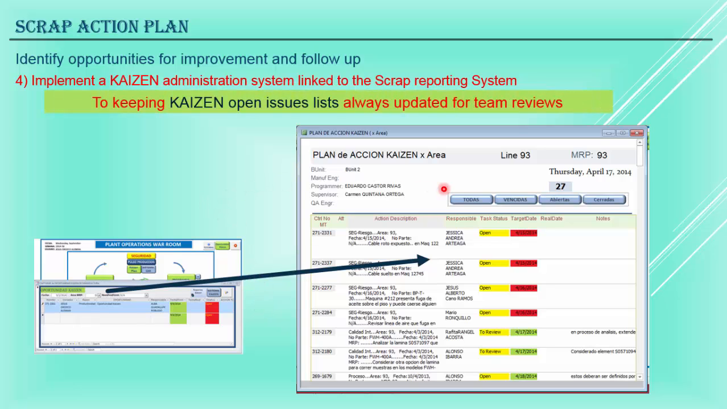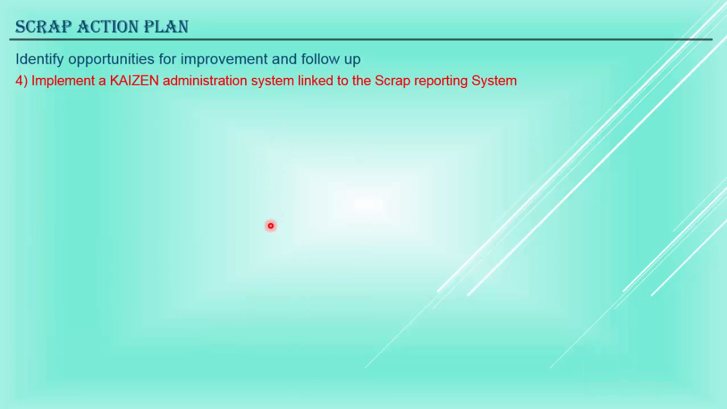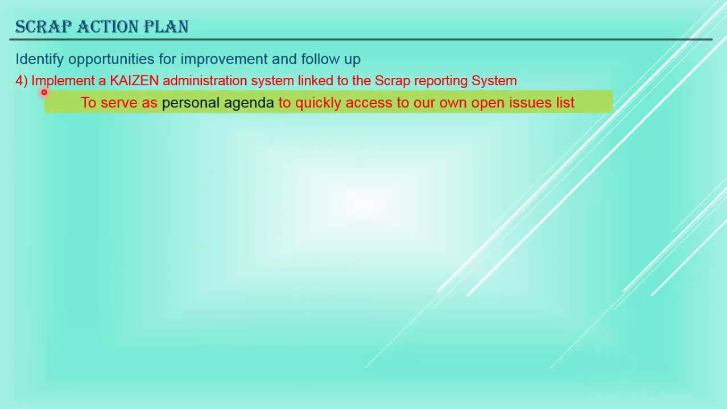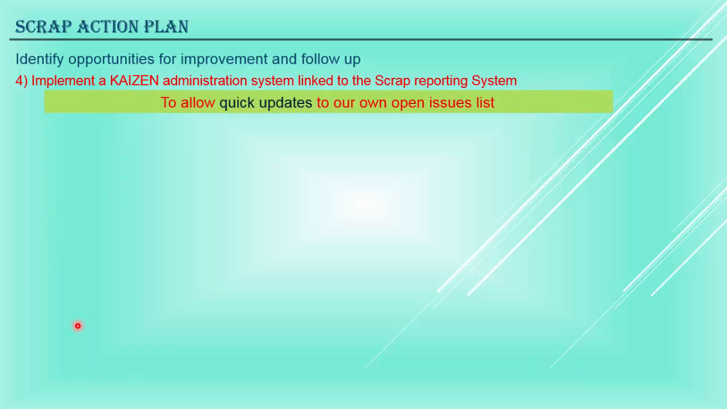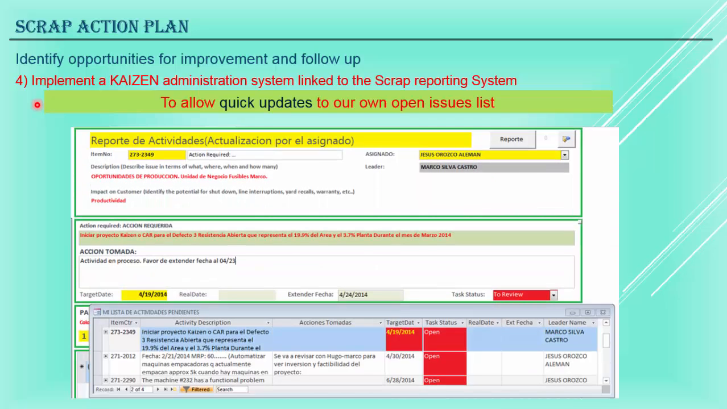This same action list can be consulted by the team leaders and the cross-functional teams to be used during our team reviews. It also serves as a personal agenda to quickly access our own open issues list. And from there, we can also do our updates and keep our cross-functional teams informed about what we are doing.